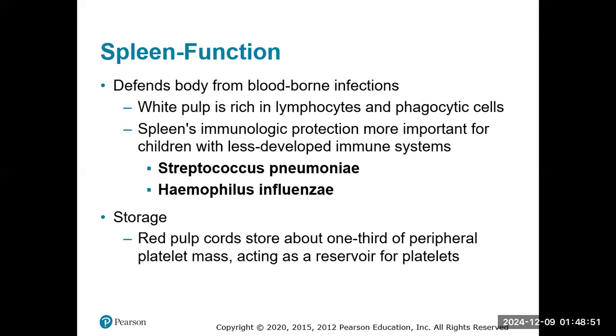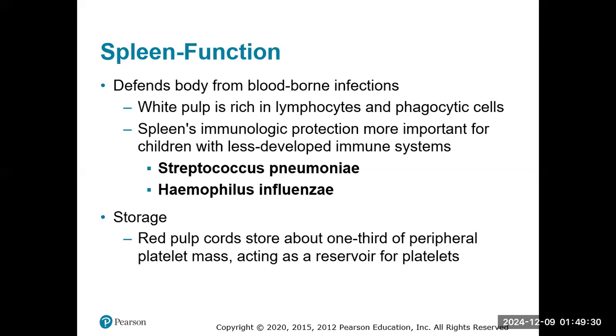With bloodborne pathogens, bloodborne infections, the spleen has different areas. One area, the white pulp, is very rich in lymphocytes and phagocytic cells. And so as your blood filters through, it can help protect and defend your body against some different diseases, bacteria in particular, Streptococcus pneumoniae and Haemophilus influenzae. This is what we see when children's immune systems aren't as well developed. The spleen helps protect them, particularly against these two infections.